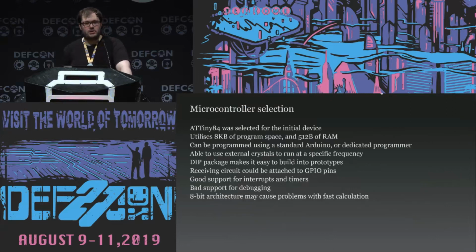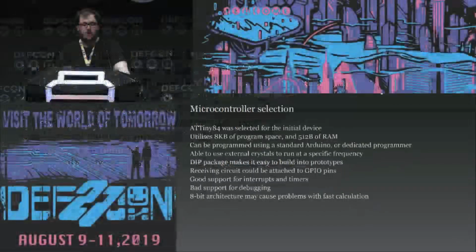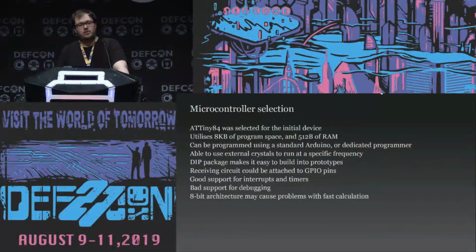While I said that I wanted to use a microcontroller with sufficient power, I actually went for the ATtiny84, which is a very, very small, very weak chip. It's got an 8 kilobyte program space and 512 bytes of RAM, which is nothing. That's 1.5 tweets, so not much to work with. It can be programmed with an Arduino or an ISP programmer, though this makes it very difficult to debug with. And it can use external crystals basically in order to tune it to the frequency you want.